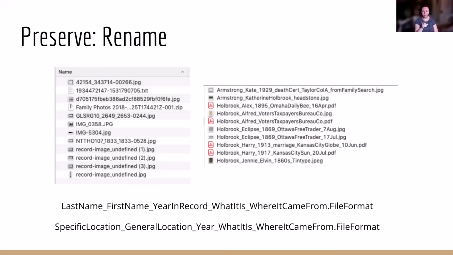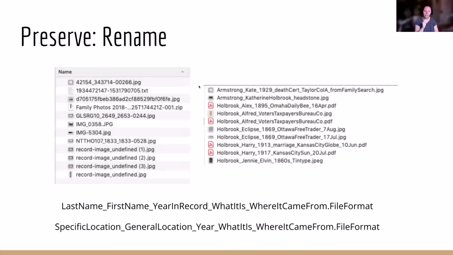A side note for women, so you see the Kate Armstrong one at the top. For women, I generally use the name that they had in the record with my files. Maybe you're going to have them organized a little bit differently. Maybe you're always going to have women listed as their maiden name. But I generally use the name that they had in whatever record. So Kate Armstrong, her maiden name was Kate Holbrook. Her name at her death was Kate Armstrong, so I have that as part of the file format.